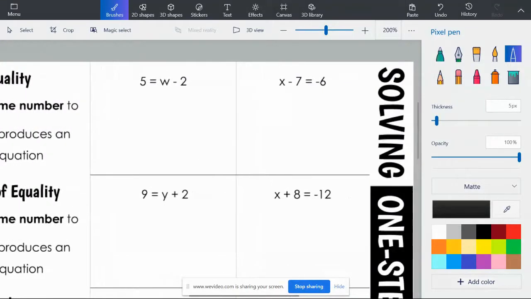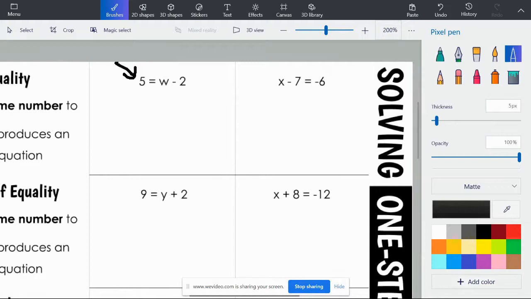All right, so if we have this equation right here, 5 equals W minus 2, what we can do is add the same number to both sides of the equation. We can start off by splitting this equation right down the middle. Our number we're trying to find, the variable, our unknown, is our W right here. Think about what are we doing to this W? What's being done to it? 2 is being subtracted from it.